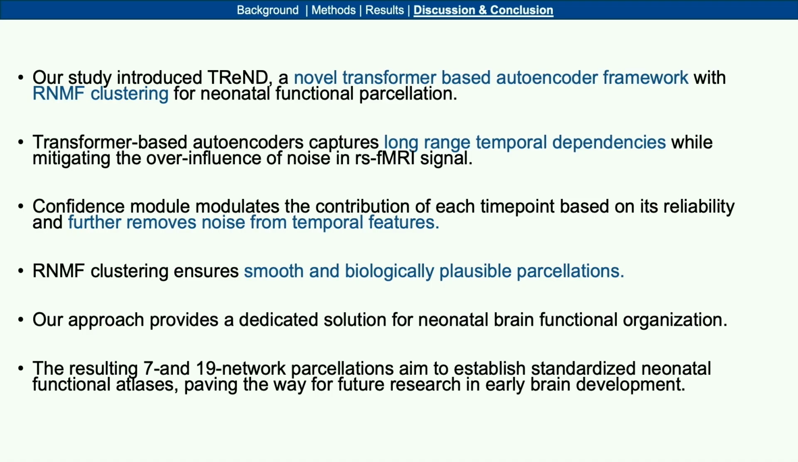And finally, the resulting 7 and 19 network parcellations aim to establish a standardized neonatal functional atlas, paving the way for future research in early brain organization.